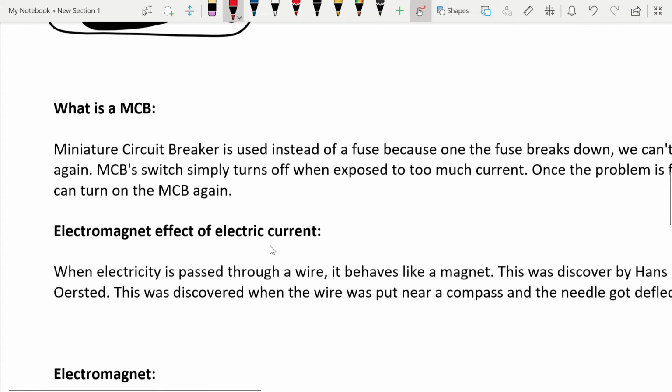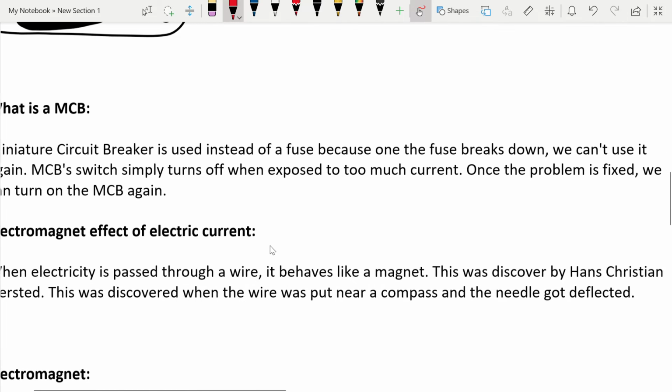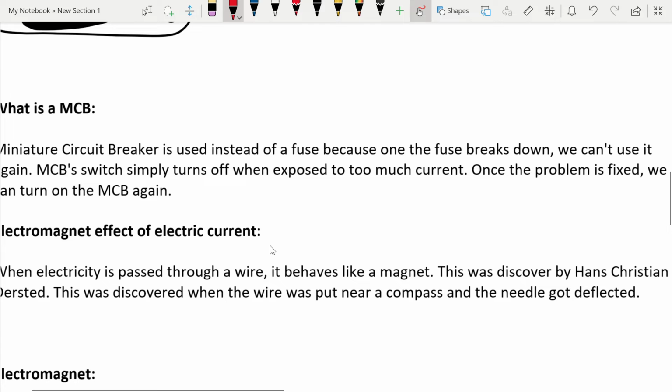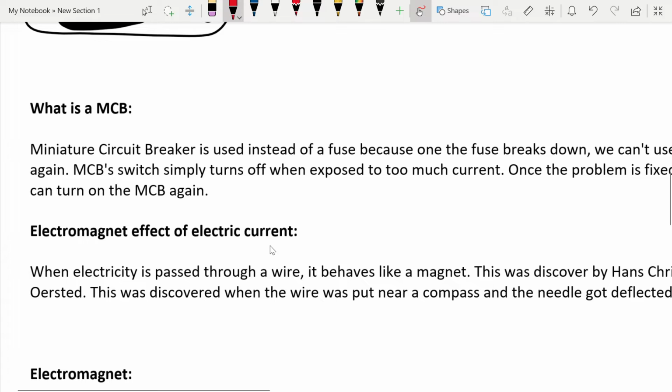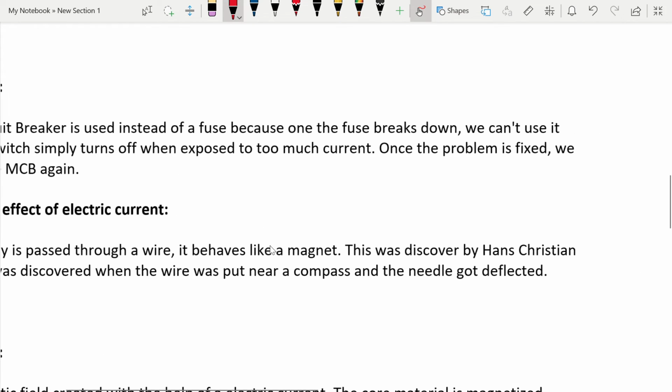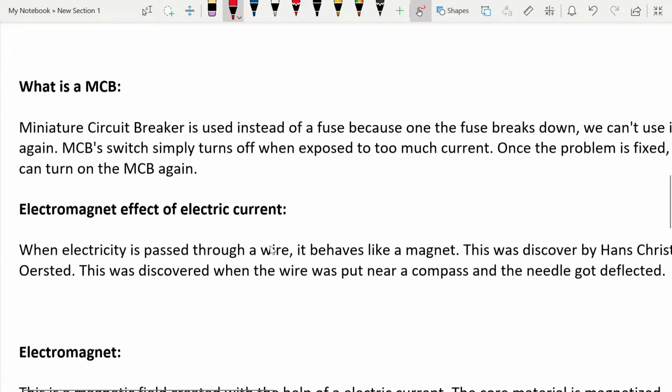What's an MCB? A miniature circuit breaker is used instead of a fuse because once the fuse breaks down, you can't use it again. MCBs are different. The switch of the MCB simply turns off when exposed to too much current, and once the problem is fixed, you can turn the MCB on again. So it is reusable, while you have to go to the market and buy new fuses if one of the fuses breaks down.